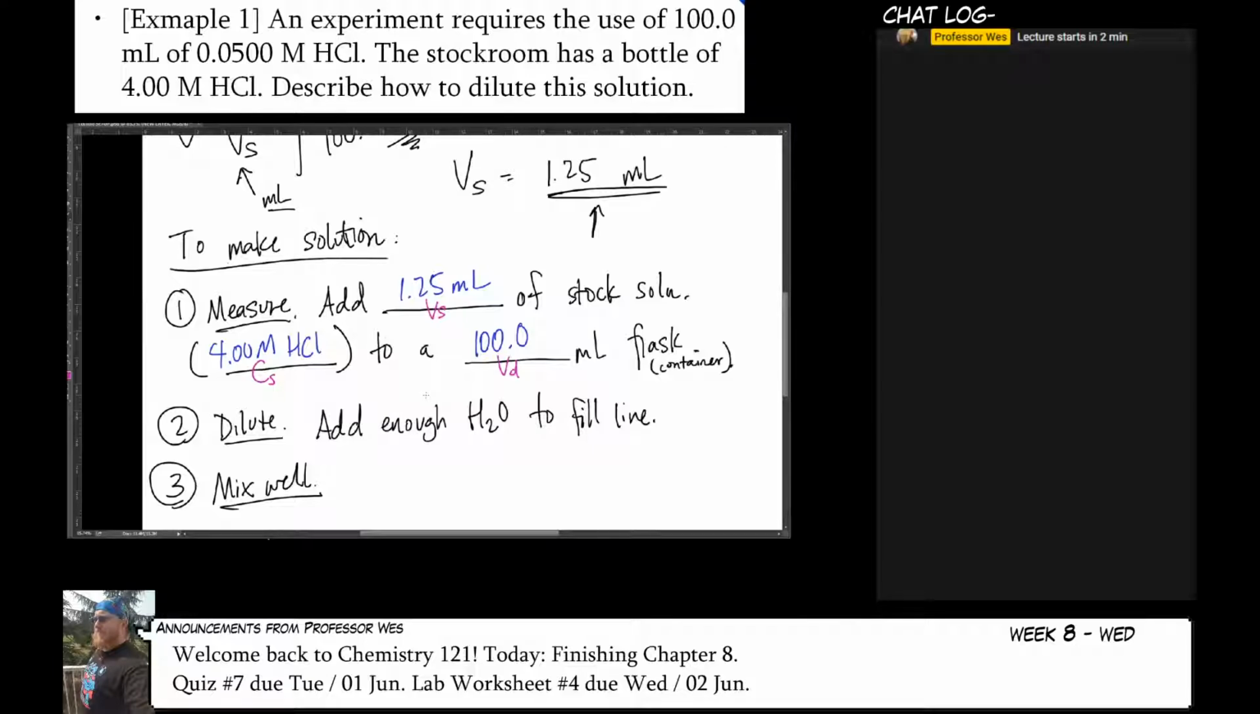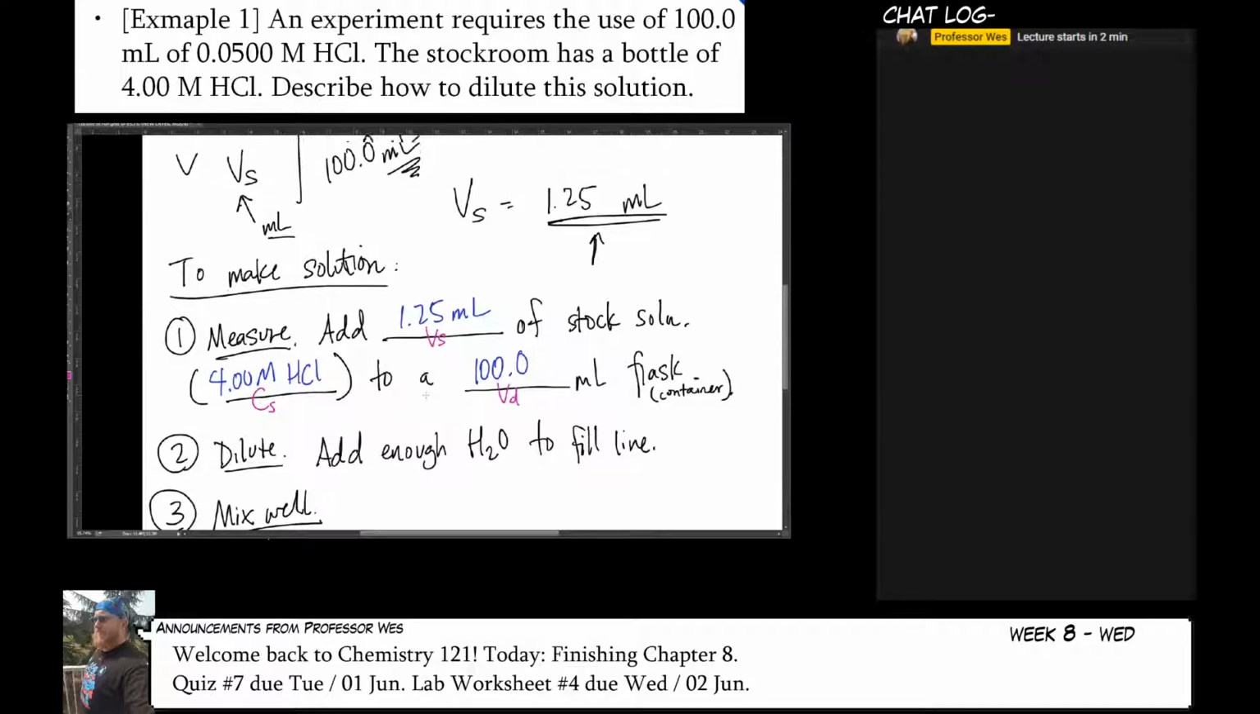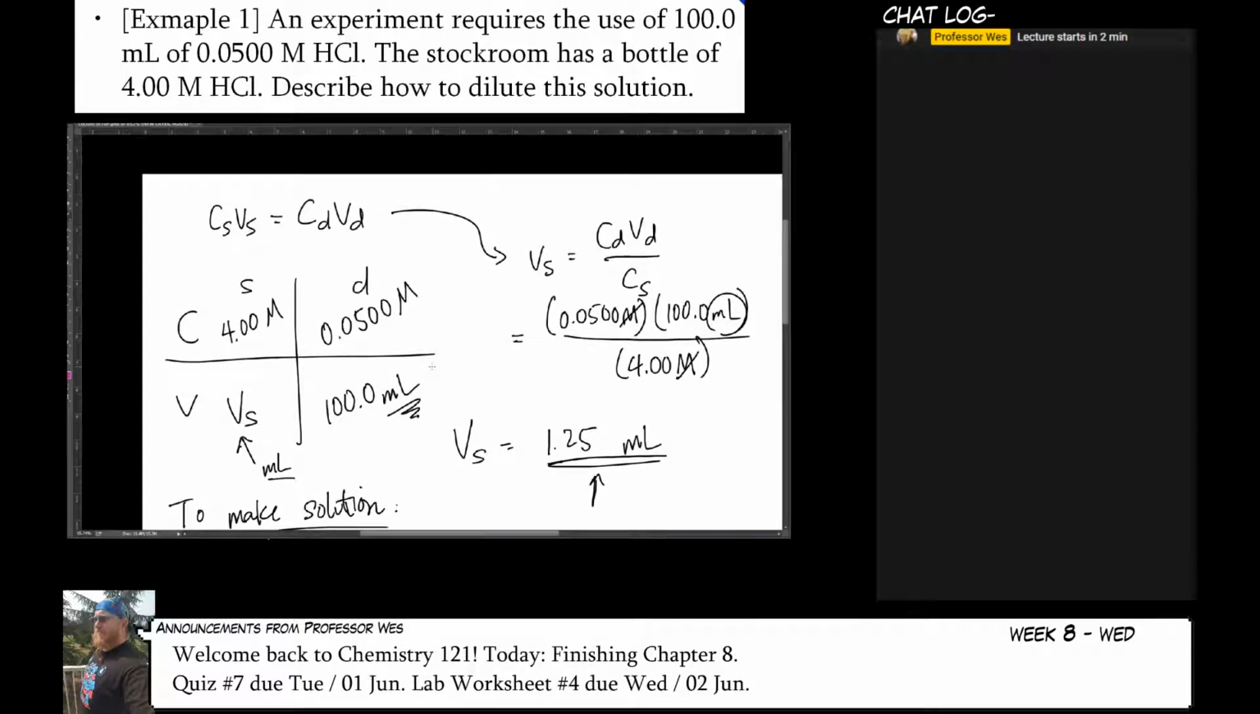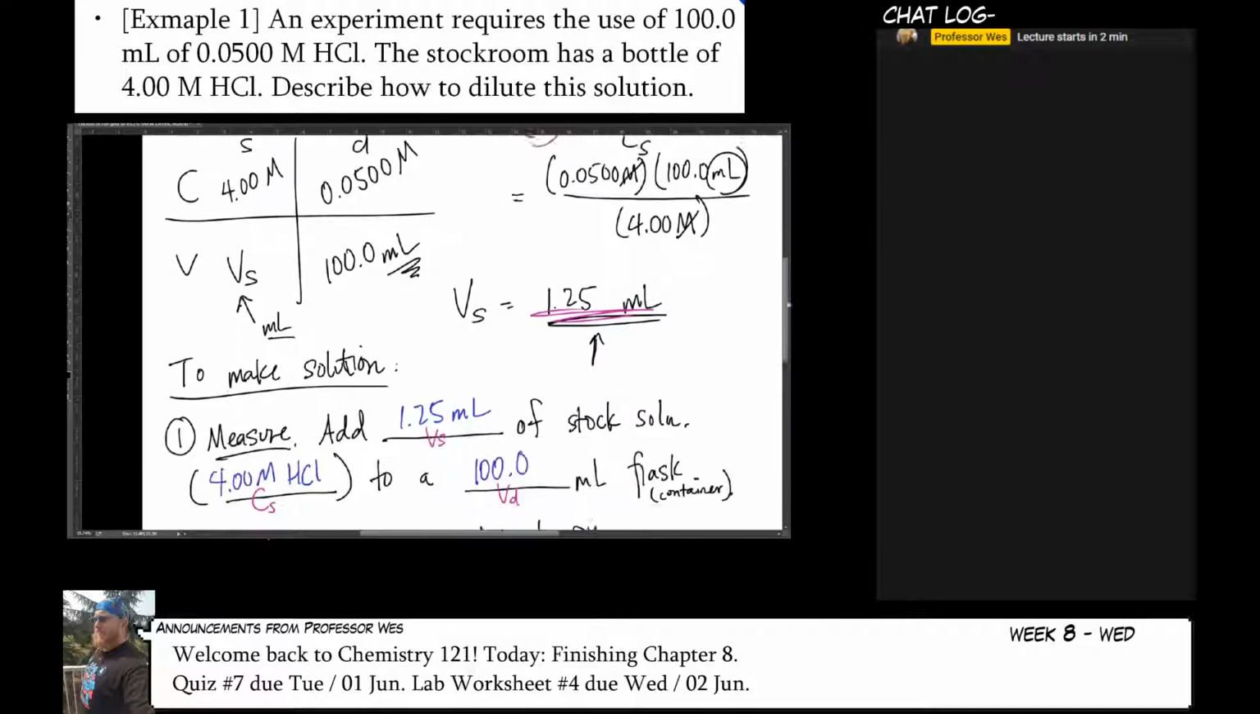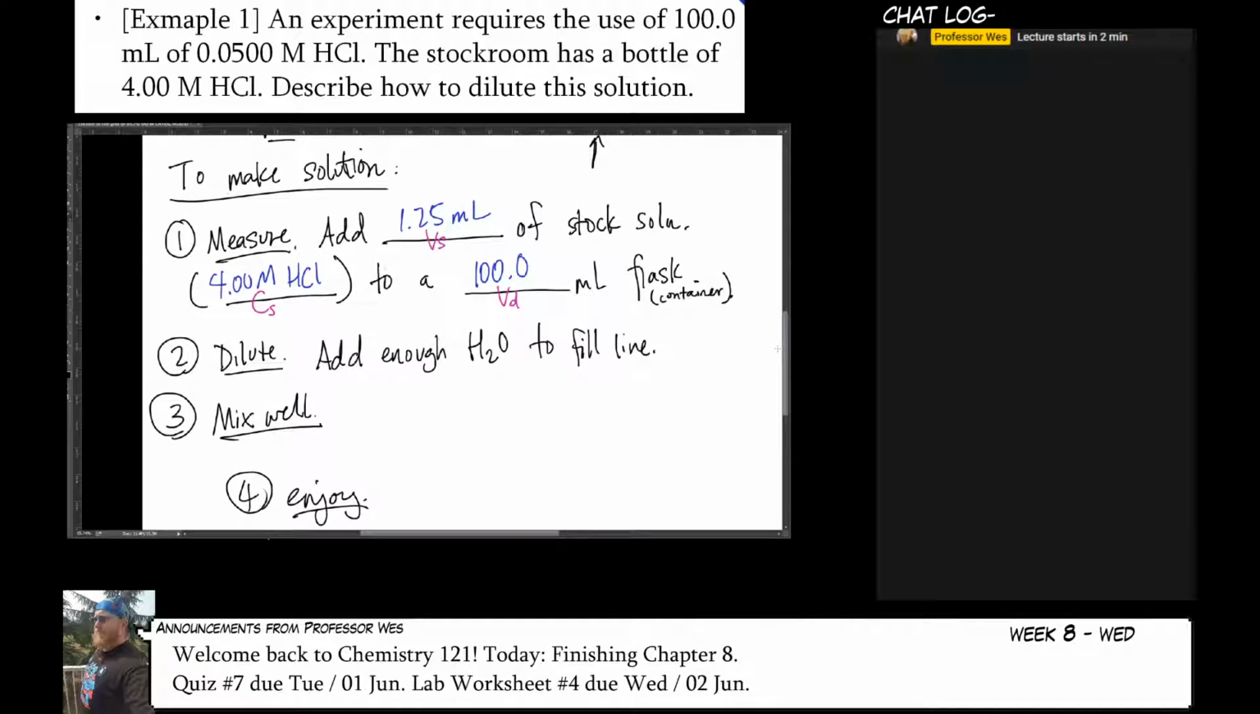All right. So that's how you make any solution. You basically follow this template. The first thing you need to do is solve for the amount that you need. That's this right here. Use the problem to fill in the remaining numbers. Once you know the volume that you need of your stock solution, you can use this as a template. Measure out the amount you calculated of the stock solution, write down what it is, and put it in a flask of whatever volume you need, VD. Then dilute it with enough water and mix it really well, and you're all set.